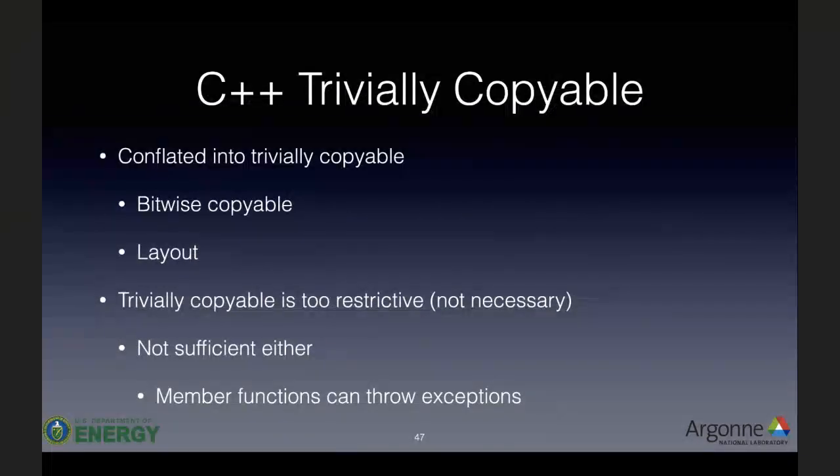And conflated into trivially copyable, what compilers have done is both the notion of bitwise copyable, and some compilers make layout decisions based on whether or not something is trivially copyable. Because of this, and these other restrictions, it's too restrictive. And it's not necessary, and it's not even sufficient to say, even if I can copy it, whether or not I can use those objects on the device. For instance, member functions can throw arbitrary exceptions, and you can't do that on a device.